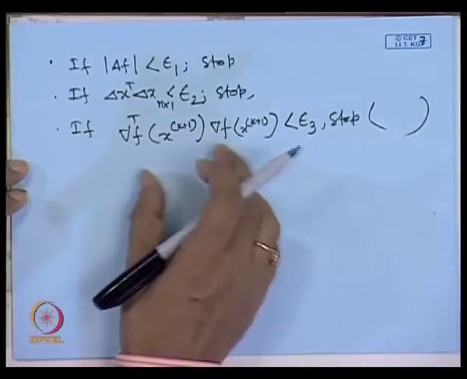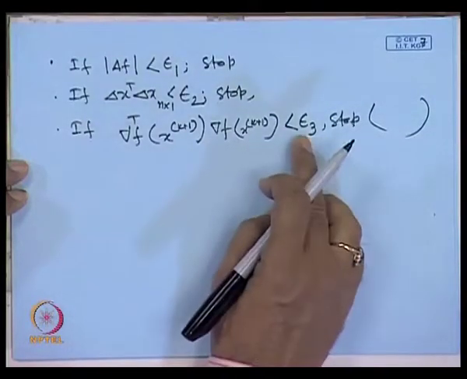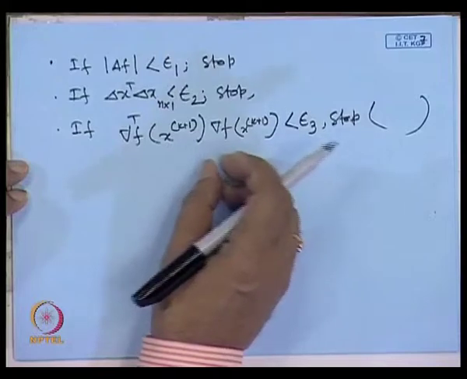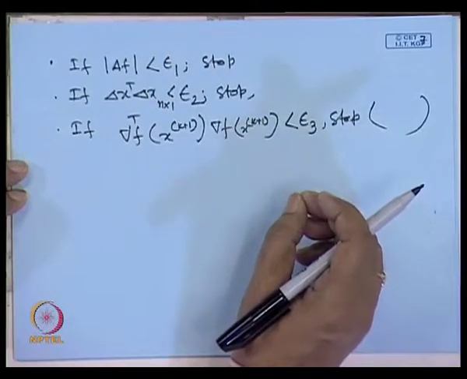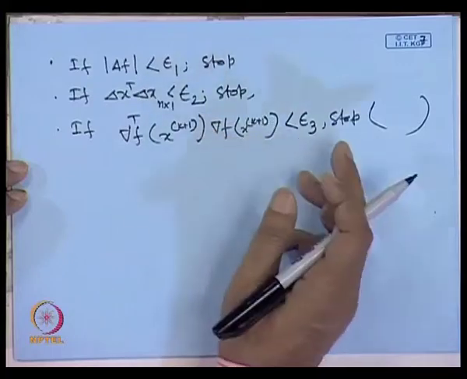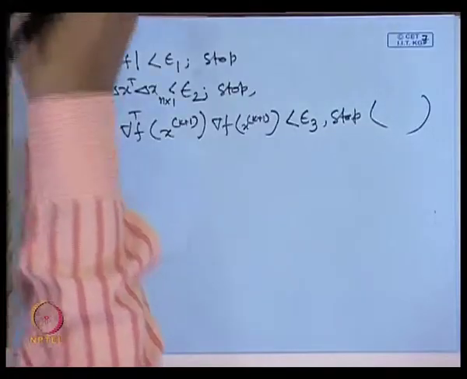So, epsilon is a very small positive quantity, let us say 10 to the power minus 4. This indicates that delta f is very small, that is, the gradient is small. That means the gradient is equal to 0. That means we have reached the optimum value of this function at that iteration. So, this is our algorithm.